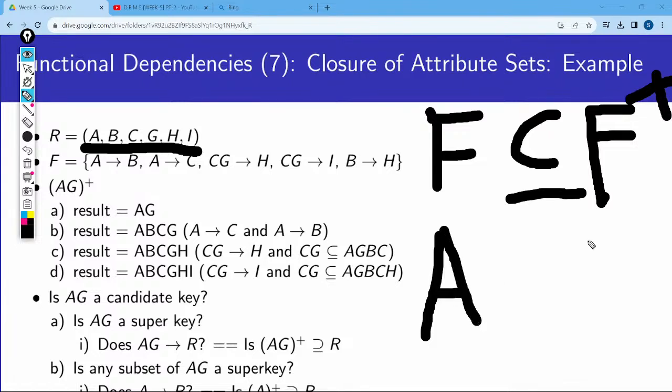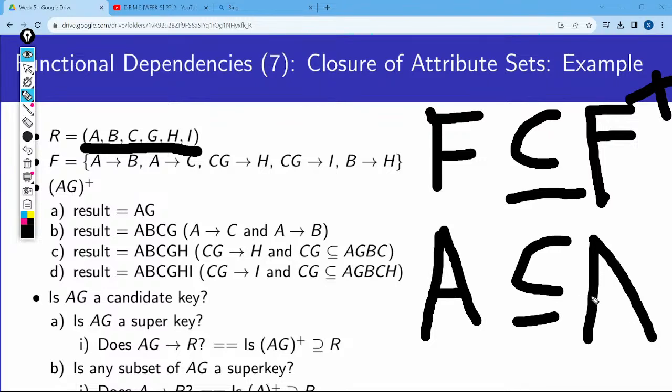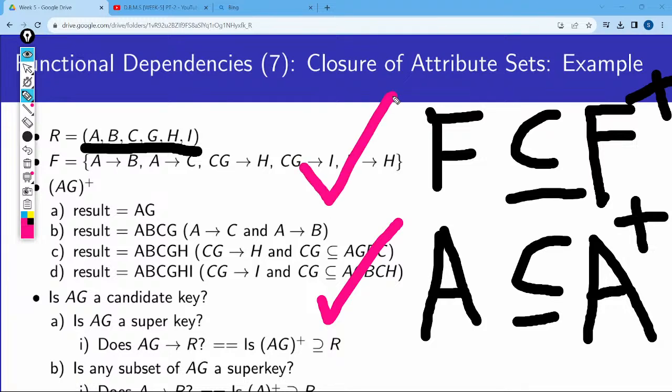Just like finding the closure set for F, we can also find a closure set for A. How is it possible? How do we do it? We will be seeing it right now. This is possible. Even this is possible.